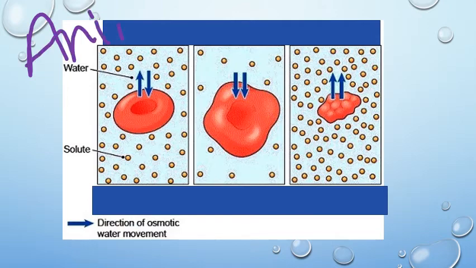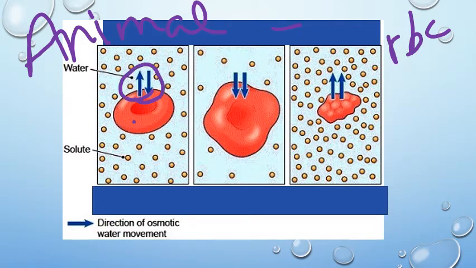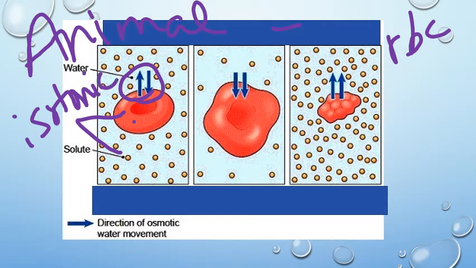So first of all, this is an animal cell. This is actually a red blood cell that you see here. And in this first picture, here's my red blood cell. And look at these arrows. We've got pretty much equal sized arrows going in and out. So that is telling us that this solution and this cell are isotonic. If they're isotonic, we got the same amount of water moving in and out of the cell. I'm not moving my solutes, I'm just talking about water now.